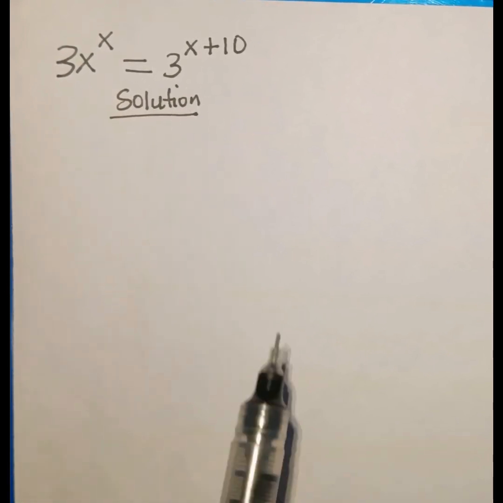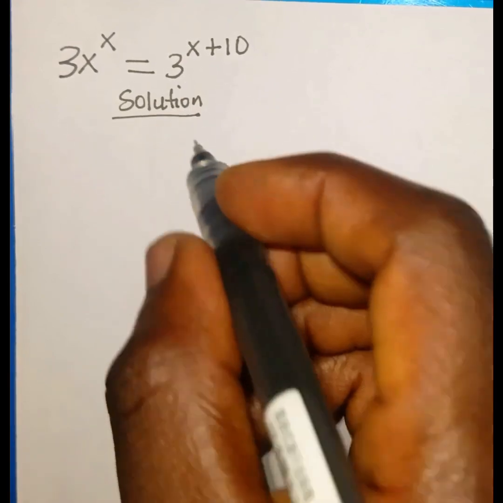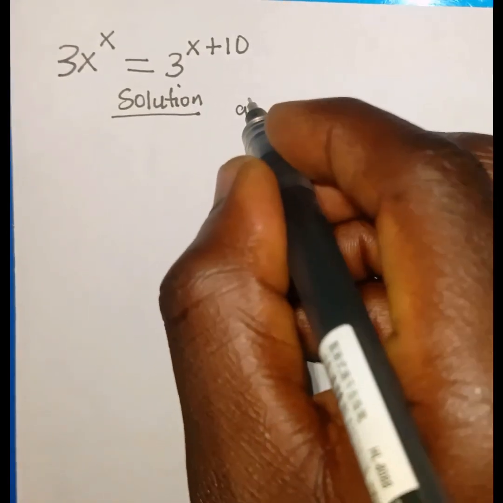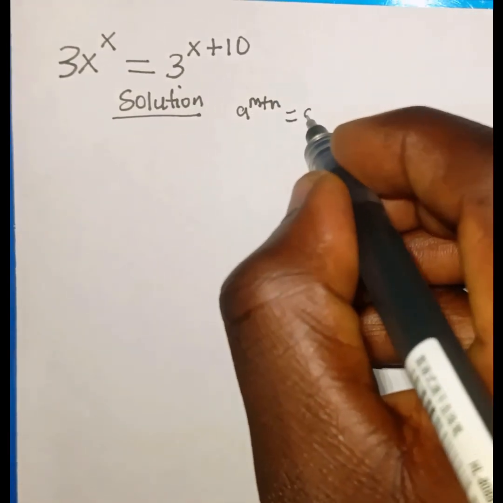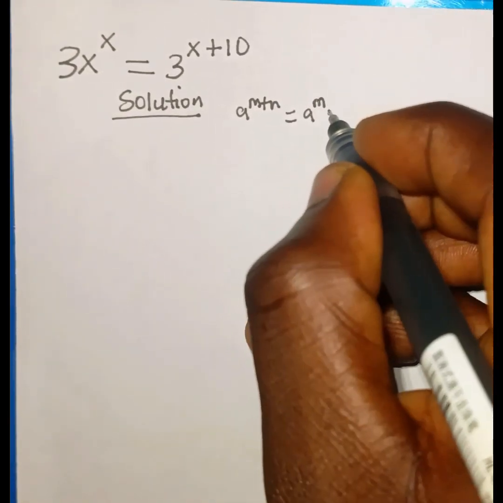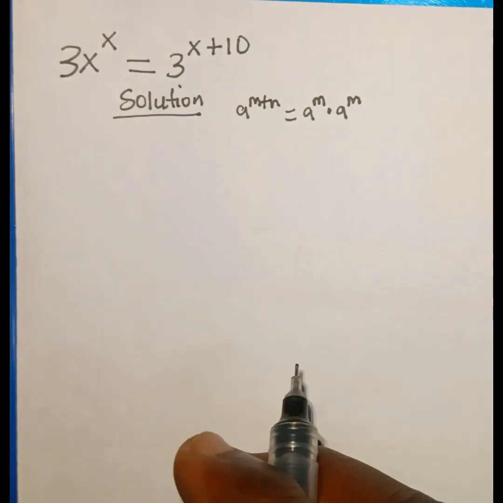If you look at the right hand side of this equation, we have 3 raised to the power of x + 10. So we are going to recall that when we have a raised to the power of m + n, this can be simplified as a^m multiplied by a^n. So this is the multiplication property of indices.